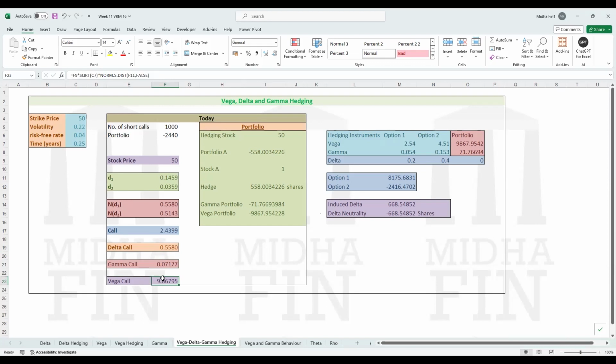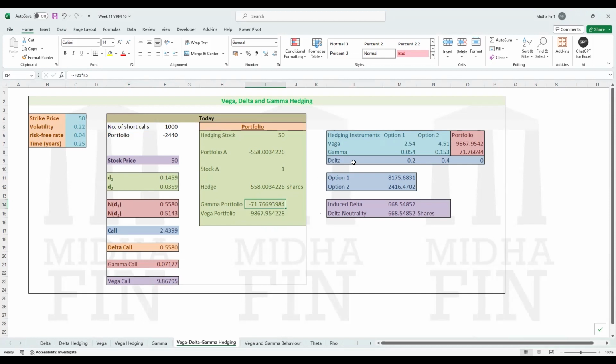First I find the portfolio delta, it is minus 558, so the hedge is plus 558. I go long in 558 shares and my portfolio becomes delta neutral. The moment I take a long position in 558 shares, I become delta neutral. But I still have gamma and vega exposures. Again, these are negative numbers because it is a short call. That's why these are negative numbers.